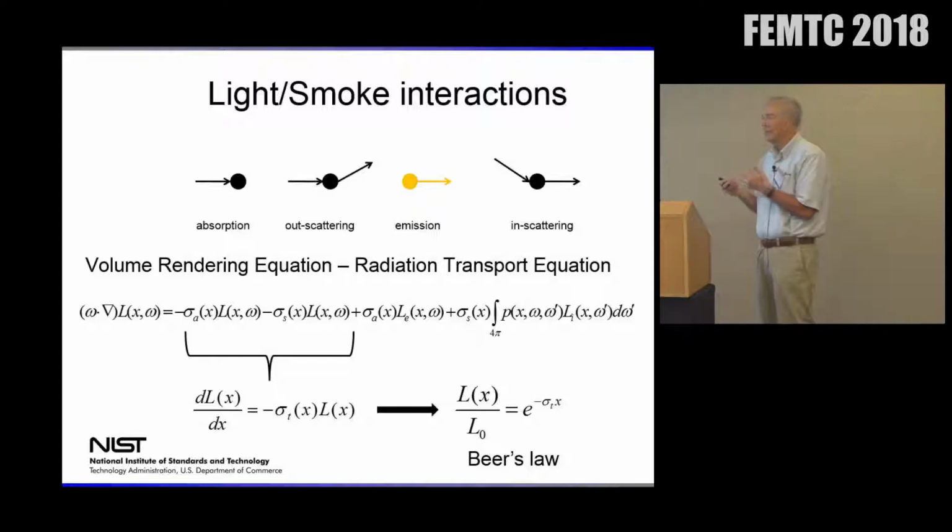And then you could have photons that are coming from elsewhere in the simulation, called in-scattering. They could bounce off that region of space into your line of sight. Now the unit of measure that we're modeling is something called radiance.